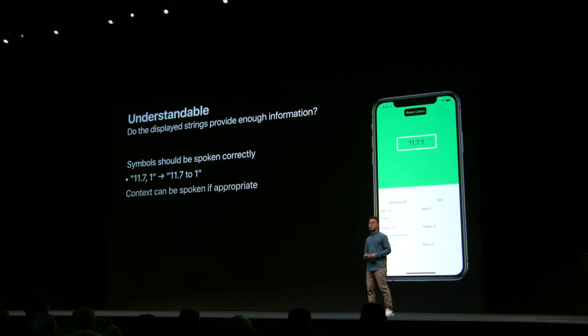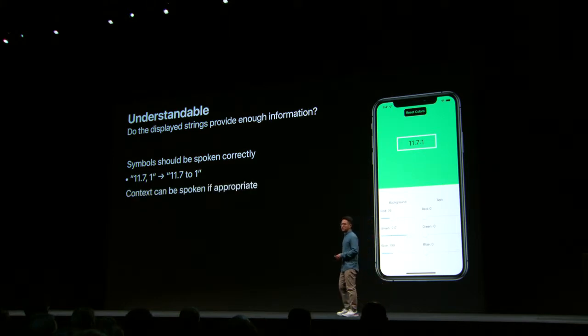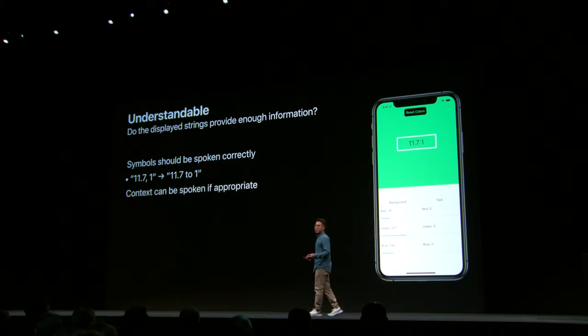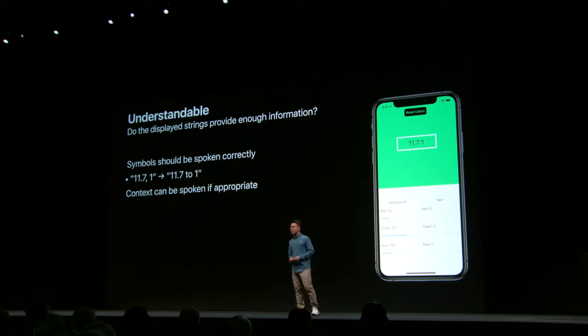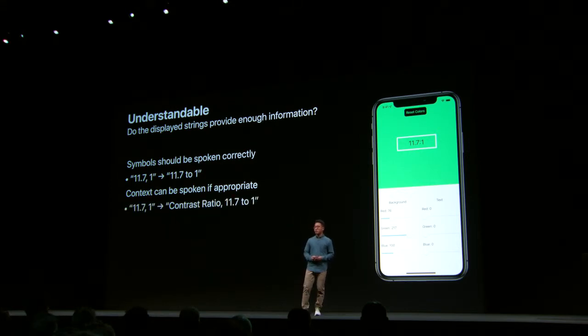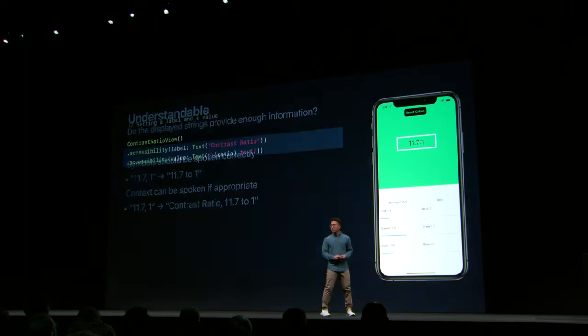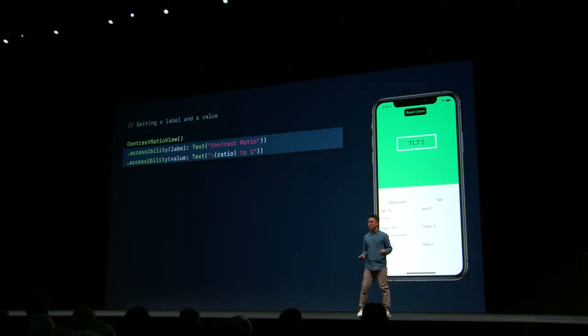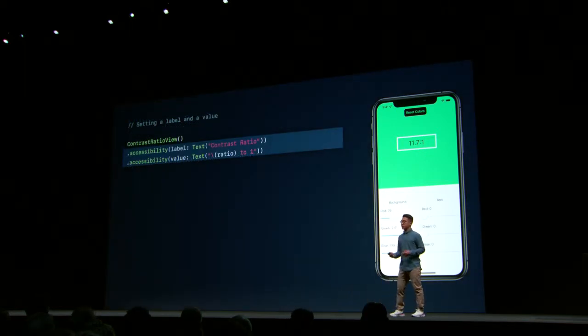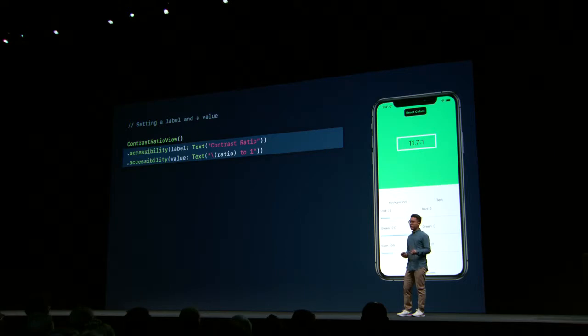And secondly, the numbers were spoken without any context. It's probably a good idea to give this a proper label to describe its value. So we can use contrast ratio. And we'll do this by calling the accessibility function twice on our contrast ratio view, once for the label and another to add the value.